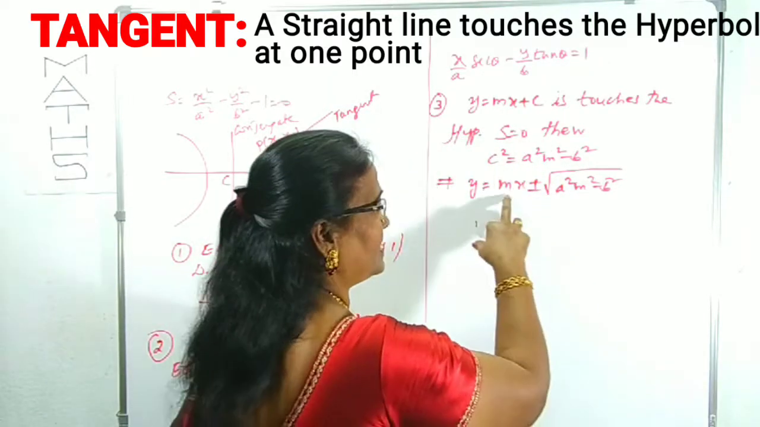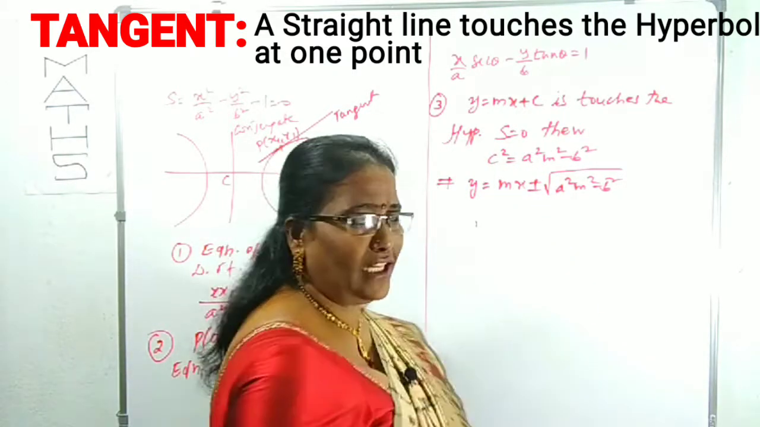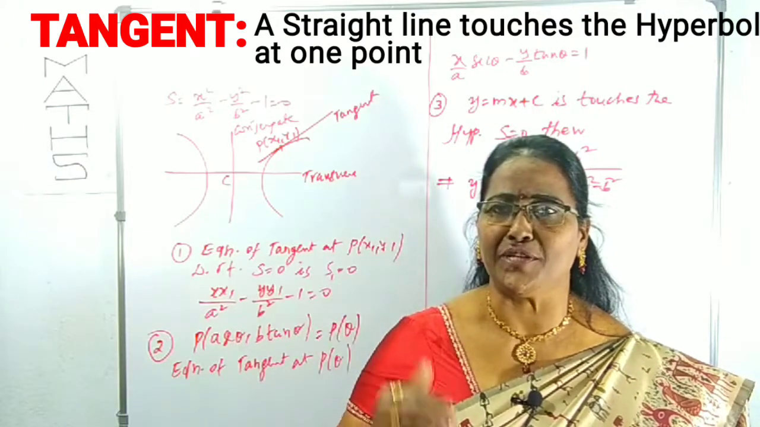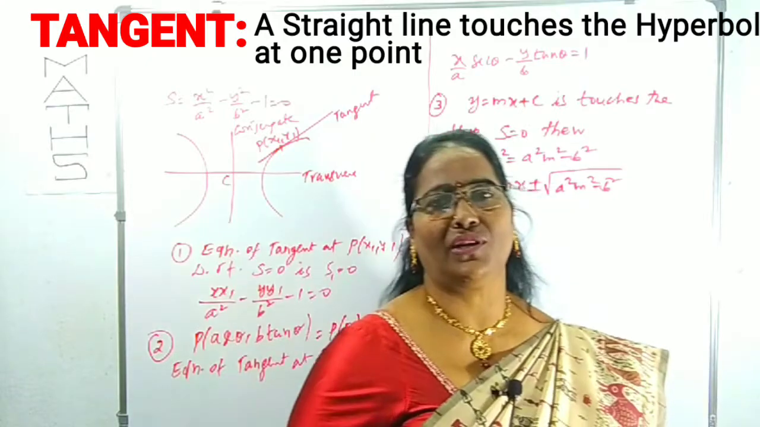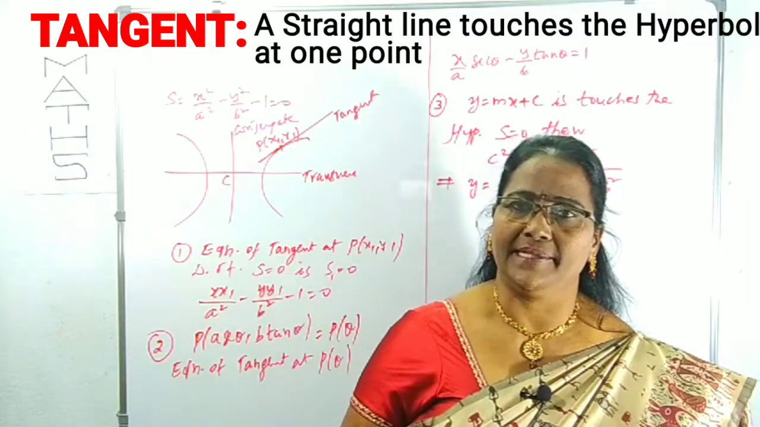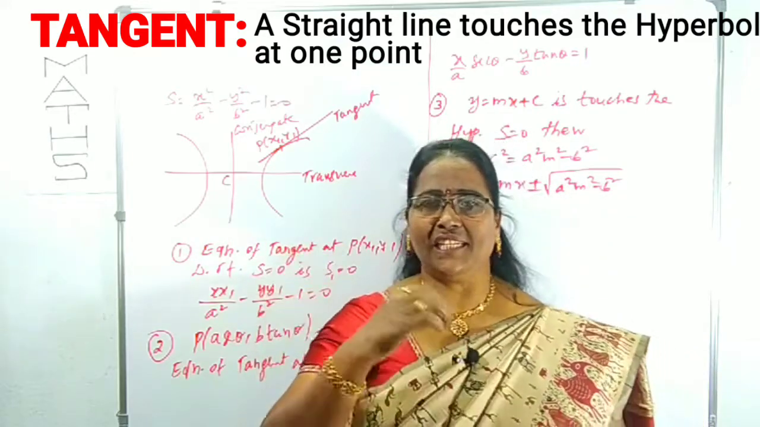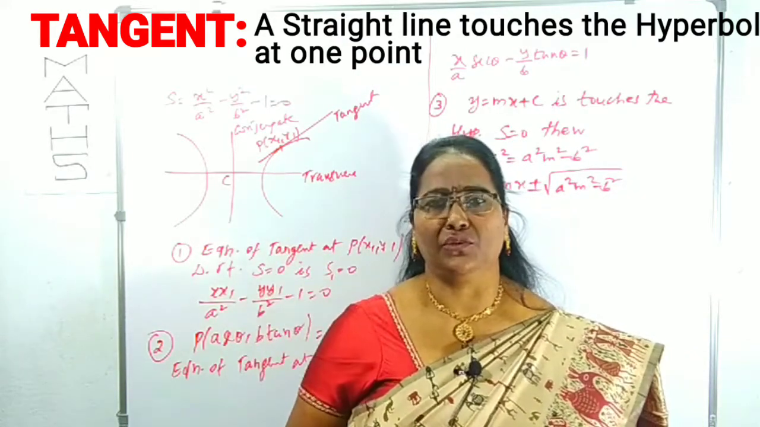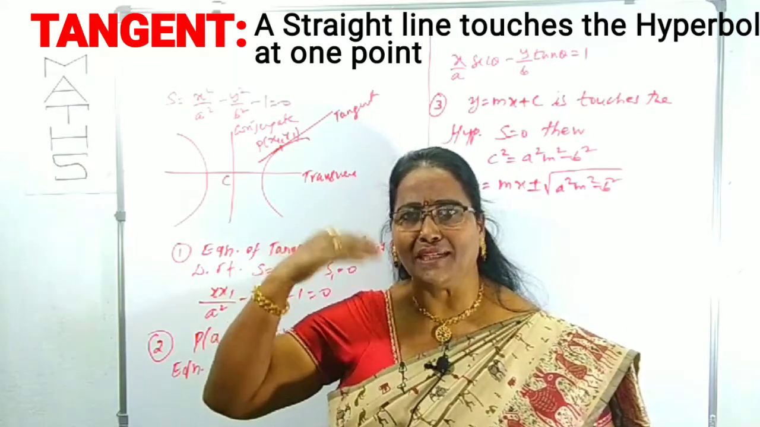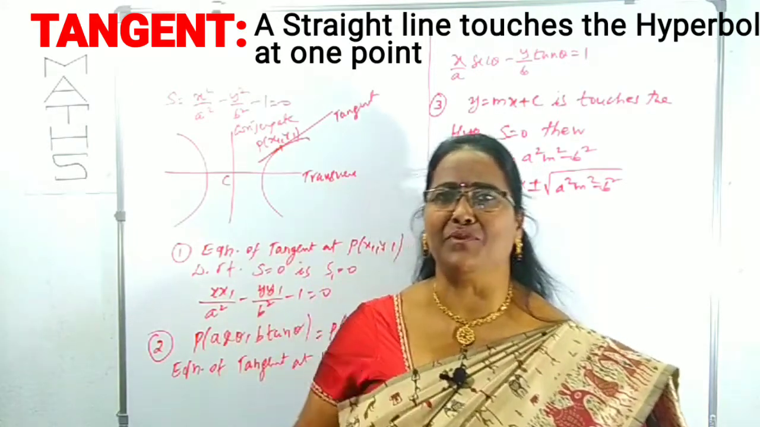What is the slope of this tangent? m. Now tell me, what is the equation of tangent in slope form? y = mx ± √(a²m² − b²) with respect to the hyperbola S = 0. All these are theoretically proved in your board examination syllabus. Here, for objective level examinations, you have to recollect them. That is important here, right?